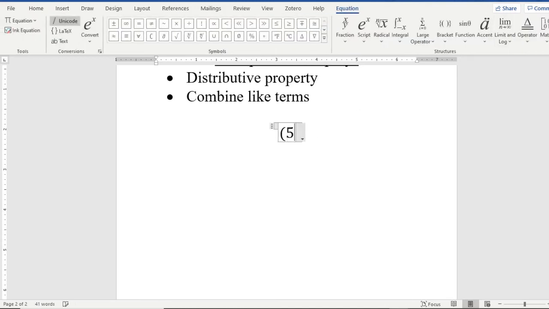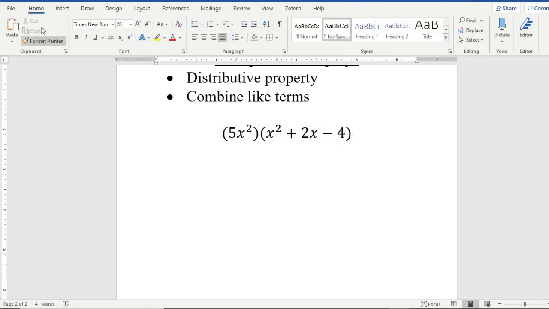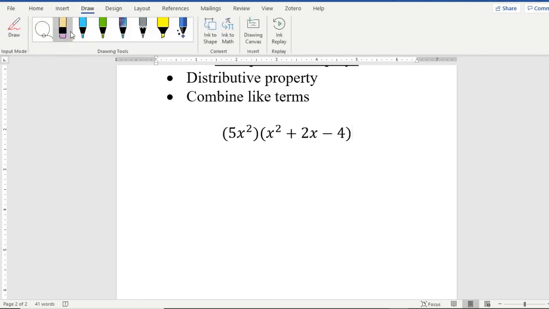of 5x squared. I'll try to keep the numbers small. Minus, I'll do it simple way. Okay. Then we have x squared plus 2x minus 4. Okay, so let's multiply these together. Like I was saying, this is the distributive property. So this 5x squared is going to go to the 2x, to here, and to here. To the x squared, to the 2x, and to the negative 4 separately.